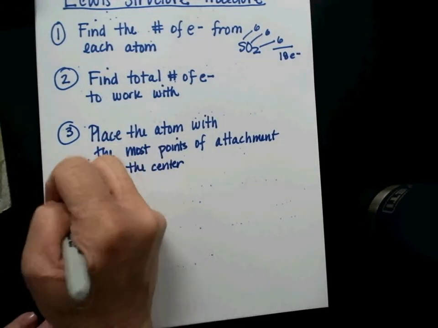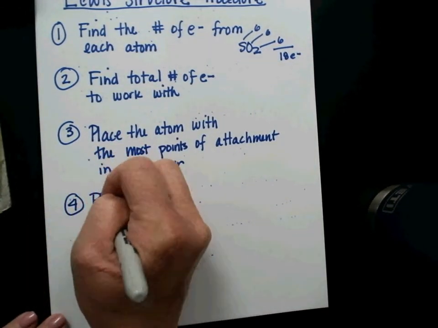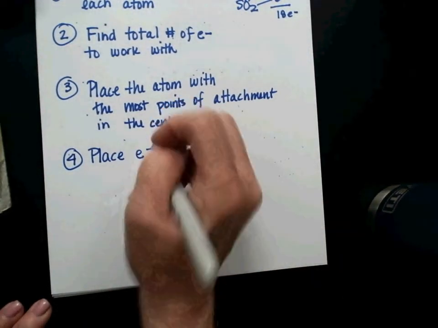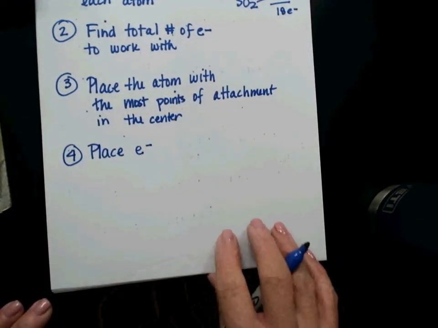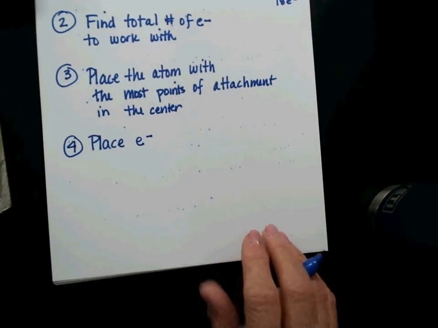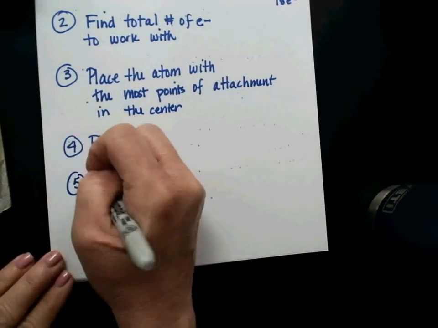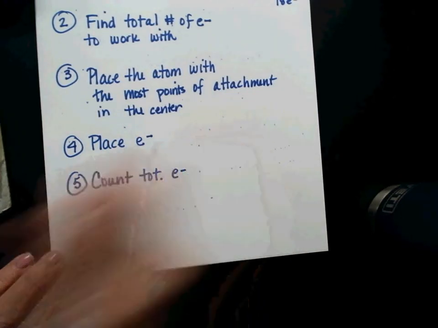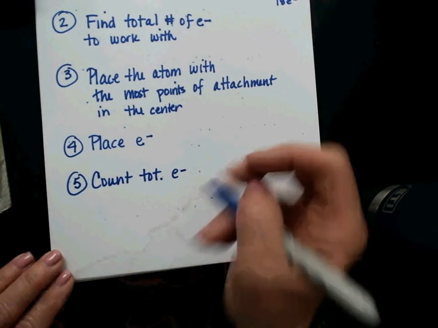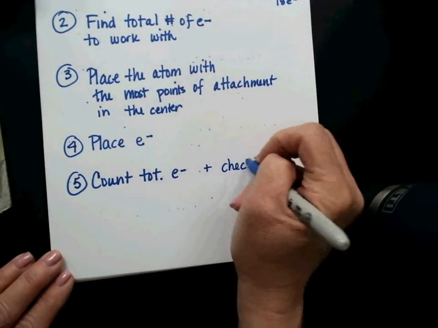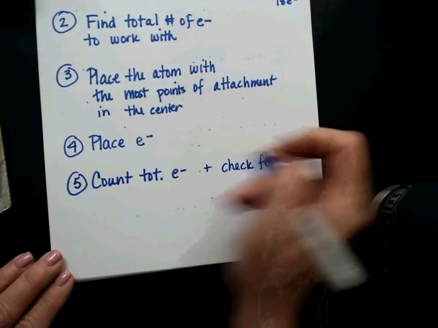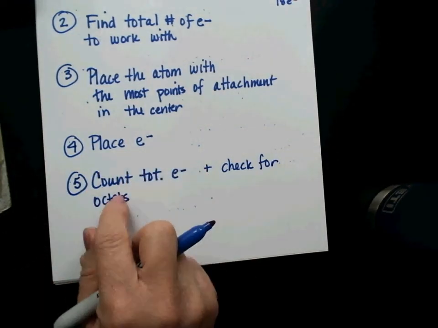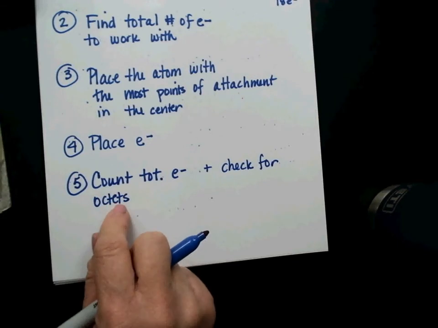And then you begin to place electrons. Once you think you have all your electrons placed, you need to count the total of electrons and check for octets.